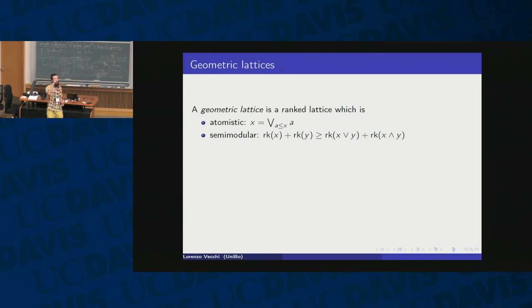Atomistic means that if you take an element, you look at all the rank 1 elements that are below it, the atoms of your poset, and you join them together, you go back to the original element. And then semimodularity is this restriction on the possible values of the rank function.